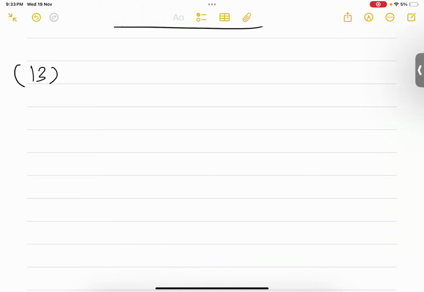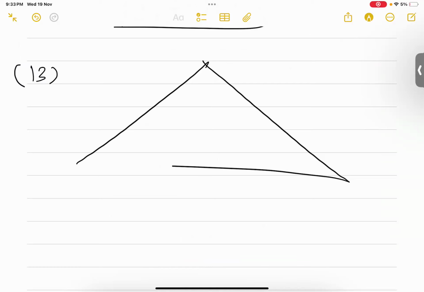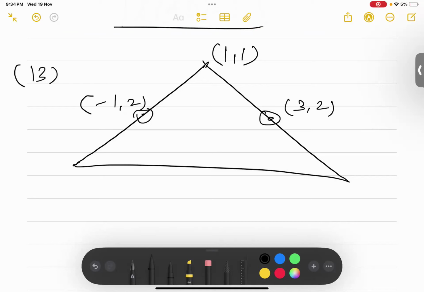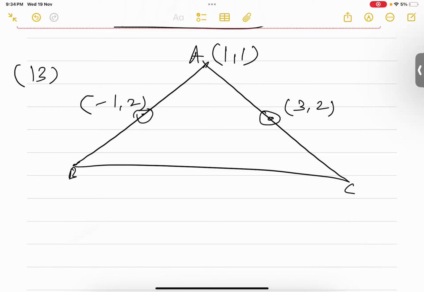Okay, so we have a vertex of a triangle which is 1, comma 1. Read the question. And the midpoints of the two sides through this vertex. So through this vertex, there are these two sides, and they have given the midpoints of these two sides. So what are those midpoints? The midpoints are -1, comma 2 and 3, comma 2. A, B, and C. And they're asking you the centroid of the triangle.